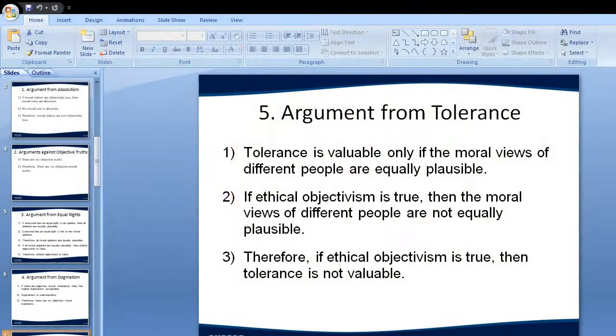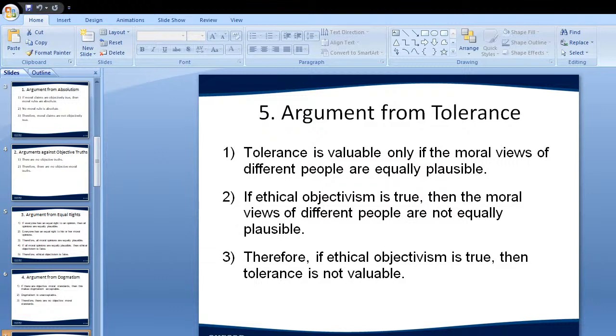Premise 1: Tolerance is valuable only if the moral views of different people are equally plausible. Premise 2: If ethical objectivism is true, then the moral views of different people are not equally plausible. Therefore, 3: Not all moral views are equally plausible.